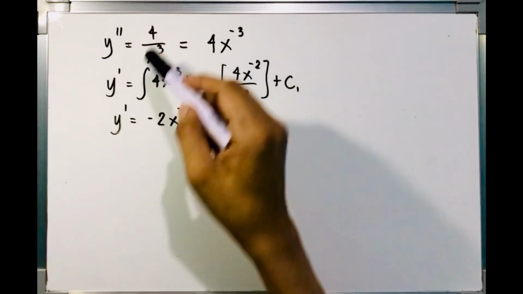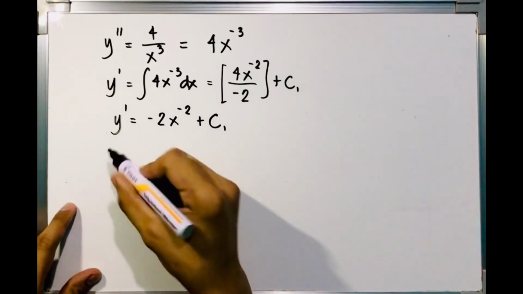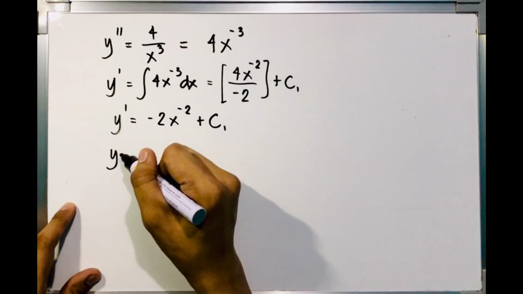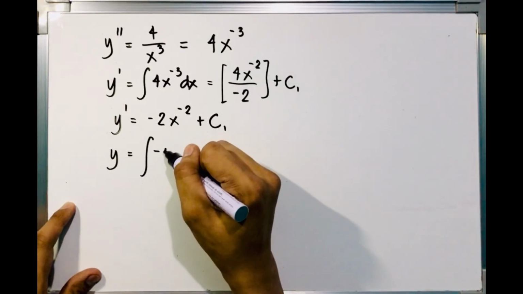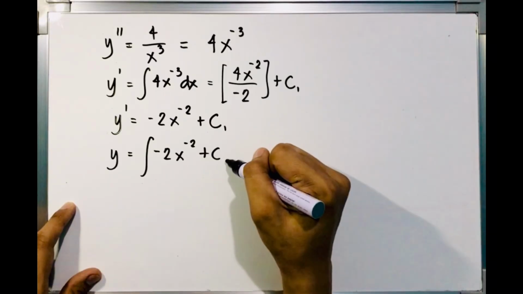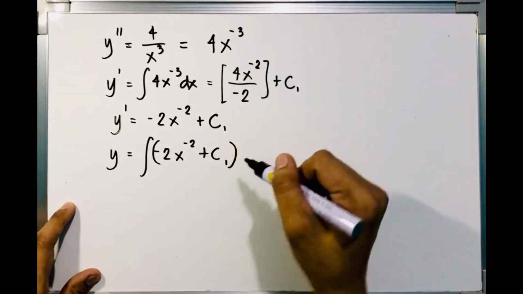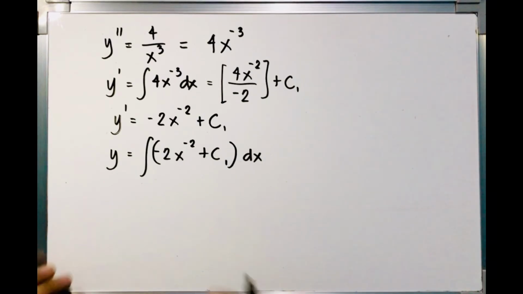Since naka second derivative tayo, we are expecting to get two different constants in this example. So, to solve for the prime function, i-integrate natin yung y prime. So, that's the integral of negative 2x to the negative 2 plus c1. So, iparenthesis natin kasi lahat yan ay makukuha na natin ng integral.